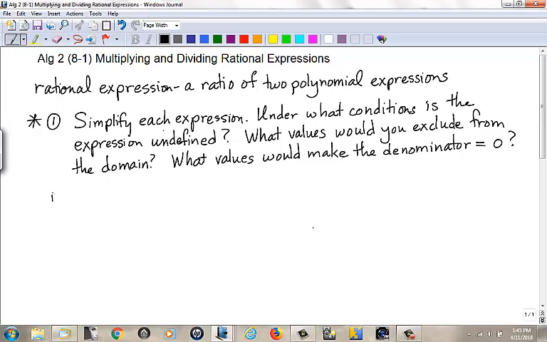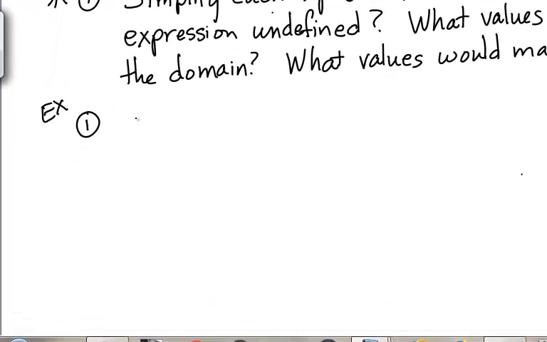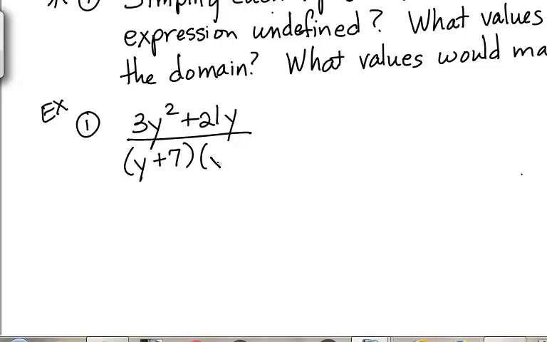So the examples, say they give you, up in the numerator is 3y squared plus 21y, and it's all over the quantity y plus 7 times the quantity y squared minus 9. And they want you to simplify that. Okay, and one thing, I don't care if you go up or down when you're working it, but there ought to be some equal signs in there.